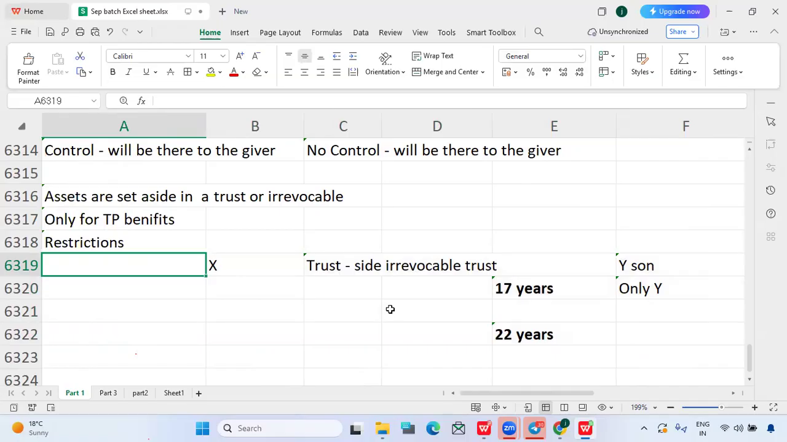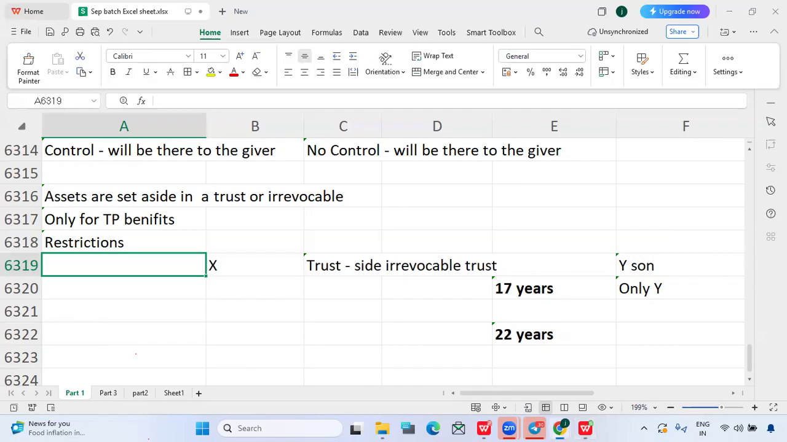But to consider it as economic benefit doctrine, first, the asset should be set aside, and it should be used only for the taxpayer, and it will be taxable even if not currently accessible. But with constructive receipt, if we have any restriction, then it will not be taxable. So that is the difference between constructive receipt and economic benefit doctrine.